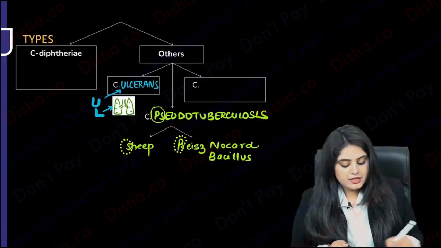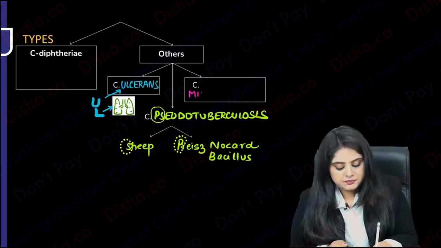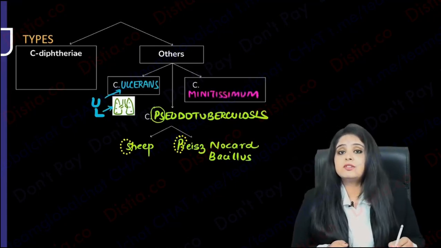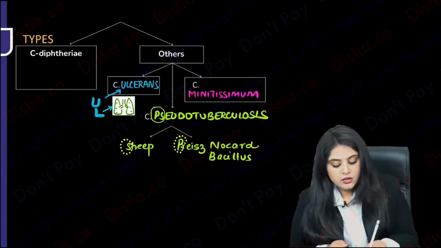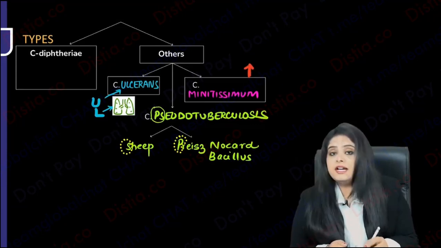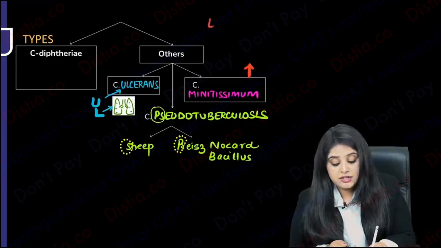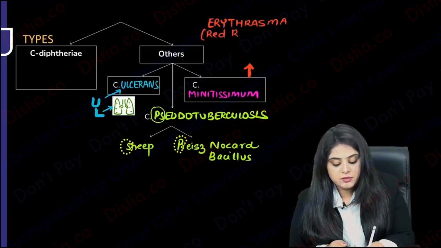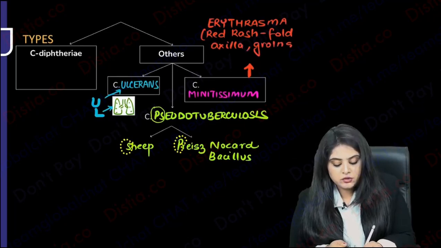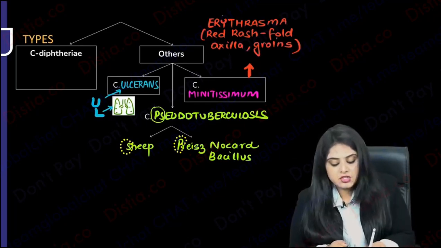Coming to the last one, that is Corynebacterium minutissimum, and this Corynebacterium minutissimum gets you a lot of questions when it comes to dermatology. So what is it? Corynebacterium minutissimum, I'll write it with a red color because this tends to show you the very famous reddish rash. Can I call it erythrasma? I call it erythrasma because this is going to be a red rash that is present where? It's present in all the folds of the body. Folds means it could be present in the axilla, it could be present in the groin, in the gluteal region. So wherever there are folds of the body, you're going to get a reddish color rash.